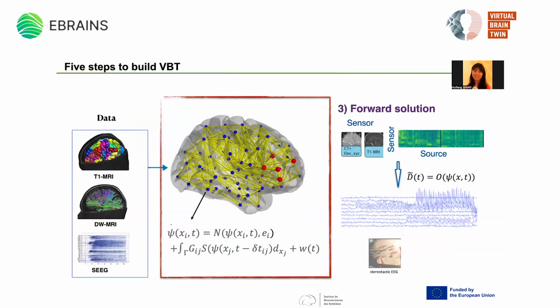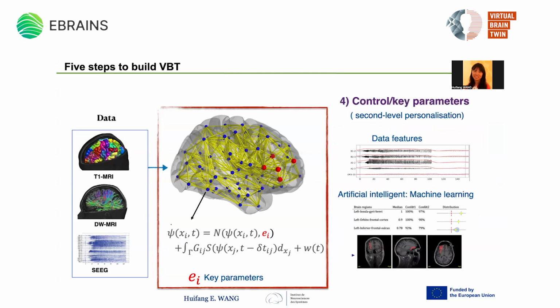To explain how, here's an example using stereo EEG, where electrodes are implanted inside of the brain. We use a CT scan together with T1 MRI to determine the exact mapping between SEEG sensors and the corresponding brain regions. Then we map the source activity using this equation to calculate the signals for SEEG sensors.